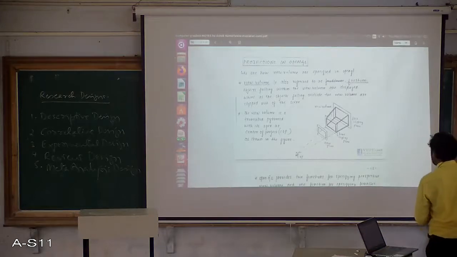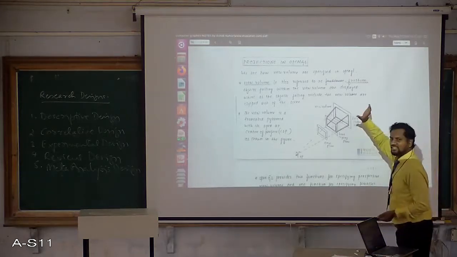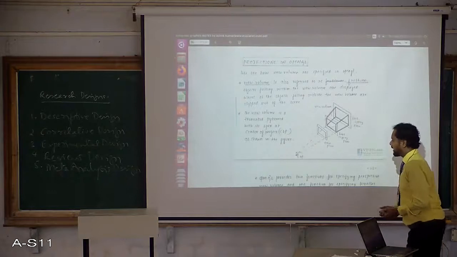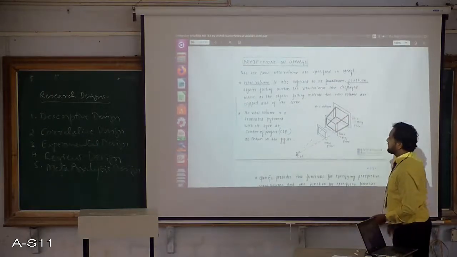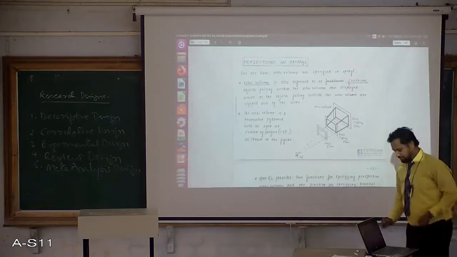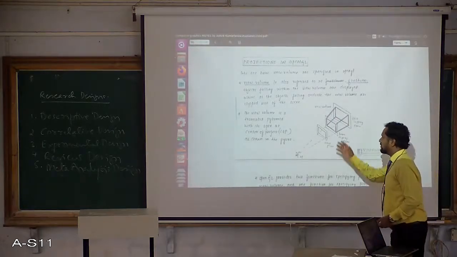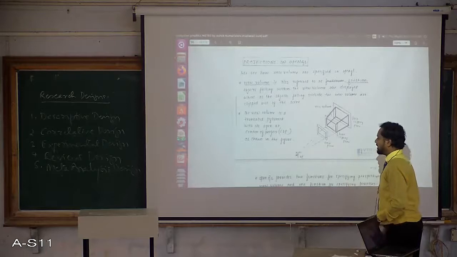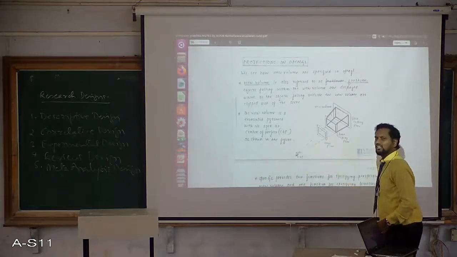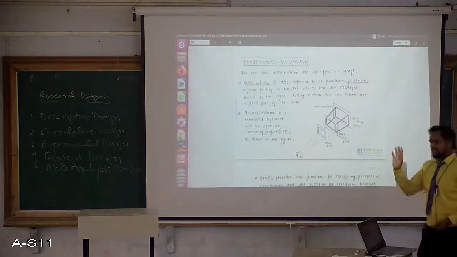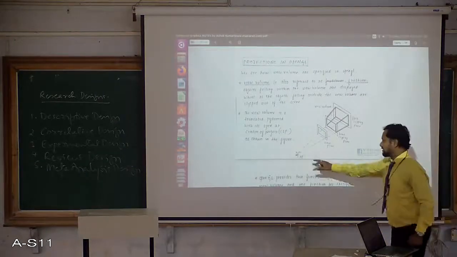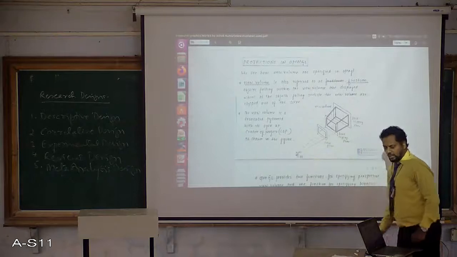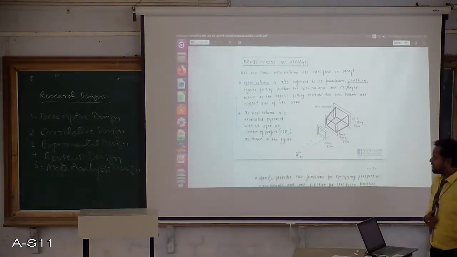So it has a view volume. It has a back clipping plane and a front clipping plane. As I said, this is a perspective projection. Every projection line is going to meet at one point, and that is called the COP, the center of projection. Now we'll start with the explanation of this.